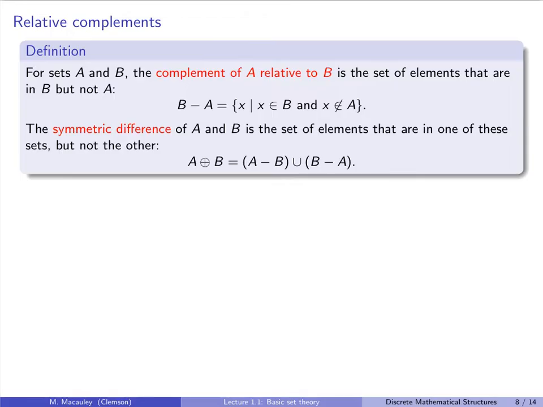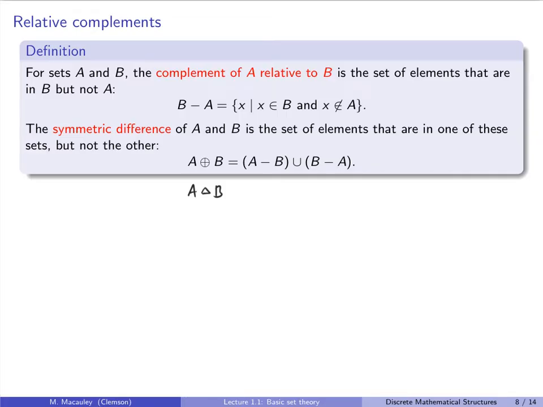The symmetric difference of A and B is the set of elements that are in one of these sets but not the other. There are several different notations for this. One of them that I will use is a plus with a circle around it, but you also might see things like a triangle, something like this, and there's a few other ones as well. These are probably the most common. So this is the set A take away B union B take away A, because I think that's just more natural than saying the complement of B relative to A.